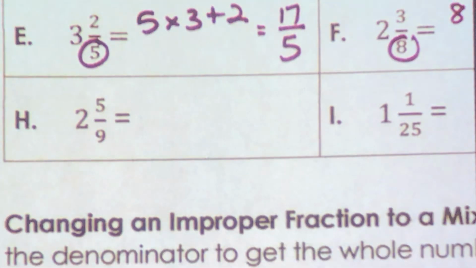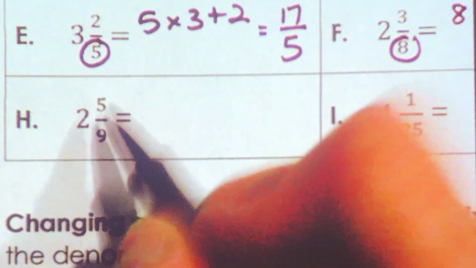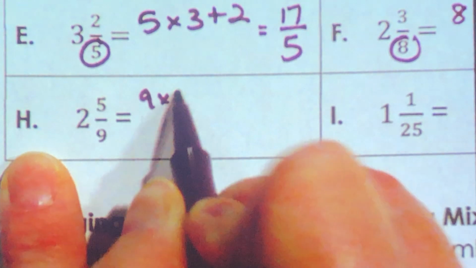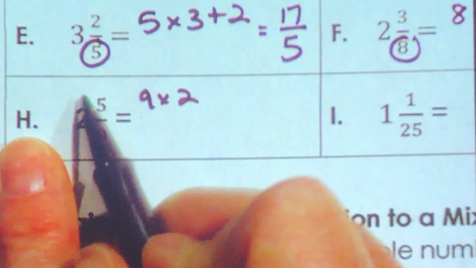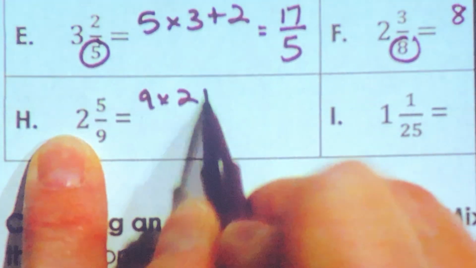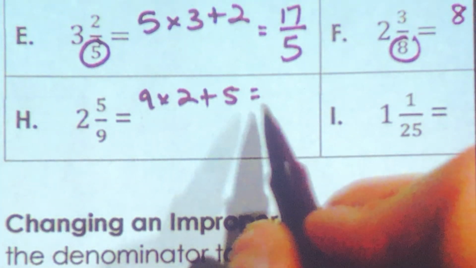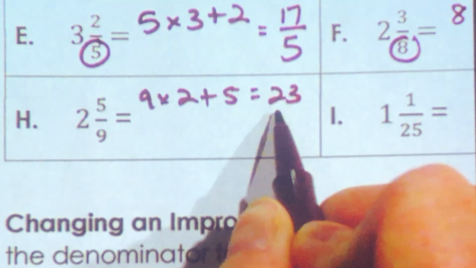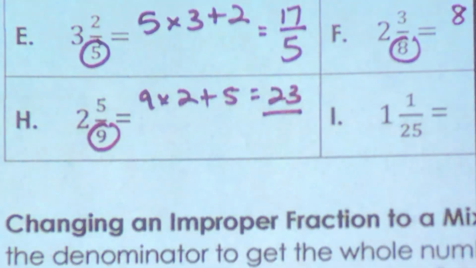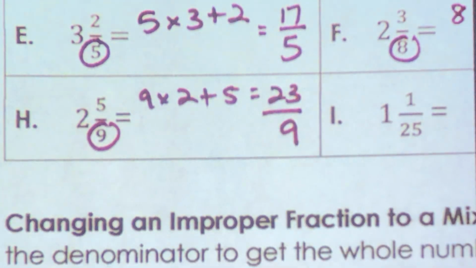Couple more, and again, you can try it on your own. 9 times 2, because I would have 9/9 and another 9/9 if I have 2, plus those extra 5 pieces. So if you take 18 plus 5, you would get 23. And our denominator, the number of pieces the whole's cut up into, doesn't change. It would be 9.